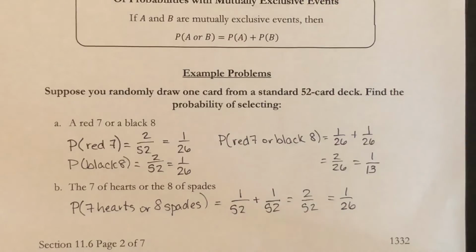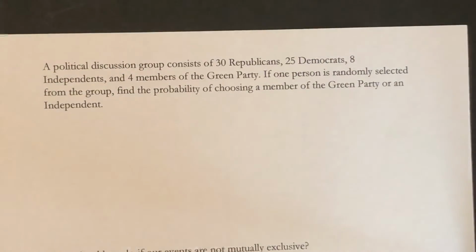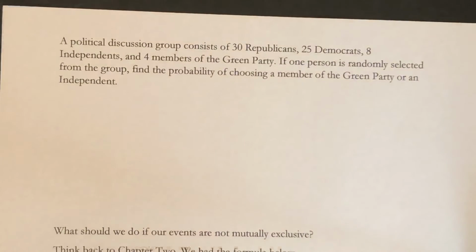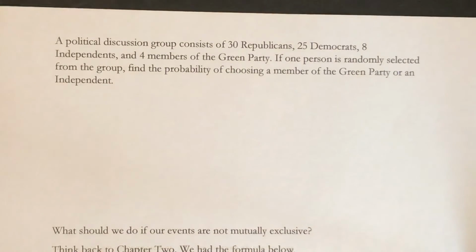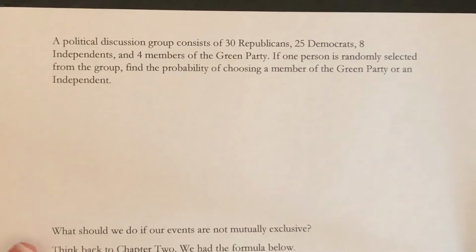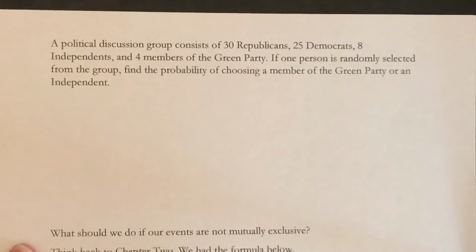Okay, so let's say that a political discussion group consists of 30 Republicans, 25 Democrats, 8 independents, and 4 members of the Green Party. If one person is randomly selected from the group, find the probability of choosing a member of the Green Party or an independent. Now, these are mutually exclusive events because people don't belong to more than one party. So there's no possibility if I choose somebody from the Green Party, I also accidentally choose an independent. That's not going to happen.